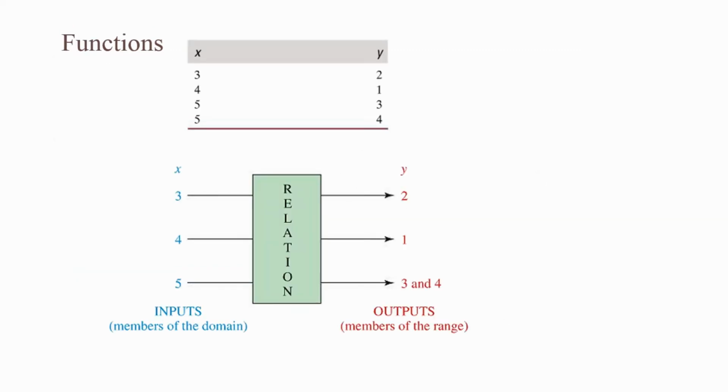Given our previous example, we want to see how the domain and range relate to each other in this particular relation. Our x values are the inputs, or the members of your domain. The y values are your outputs, or the members of your range. What this means is when we input the value of 3, the output is 2. When we input 4, the output is 1. When we input 5, the output is 3 and 4.